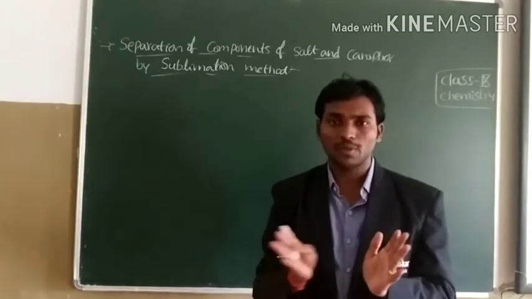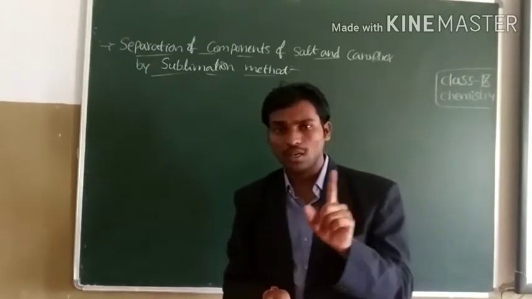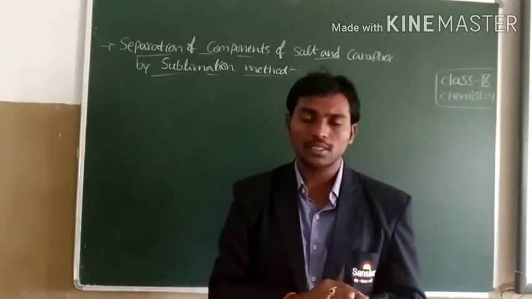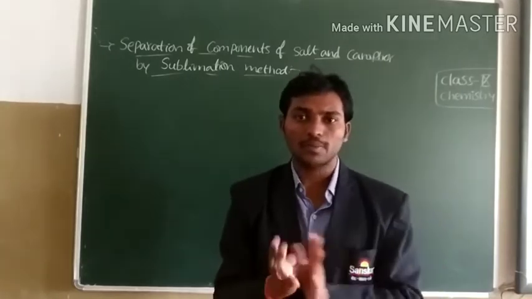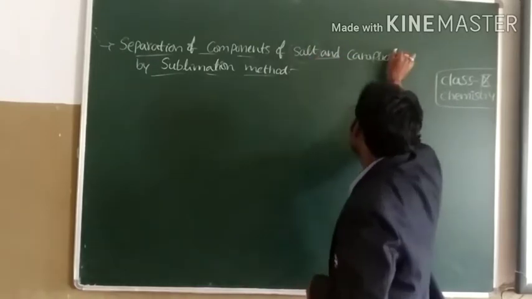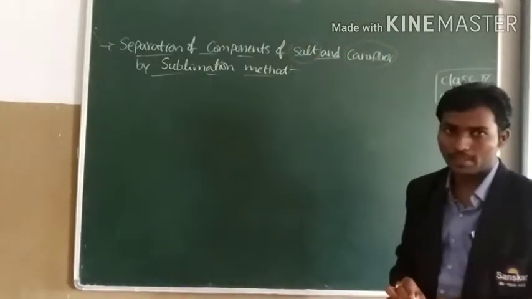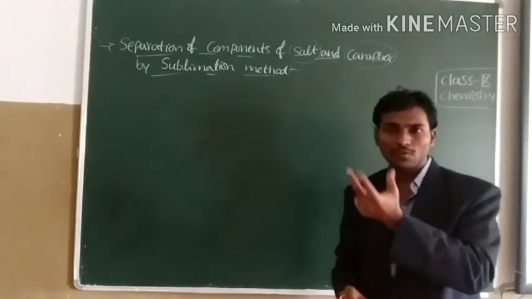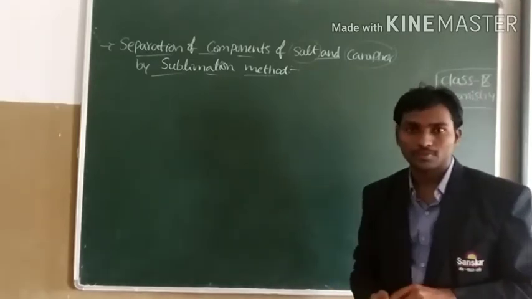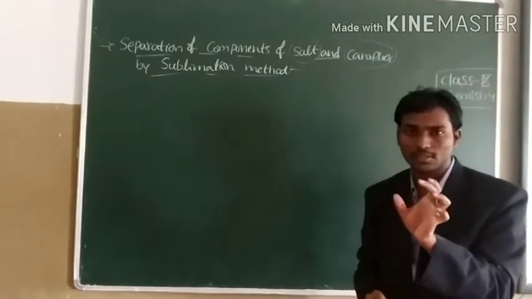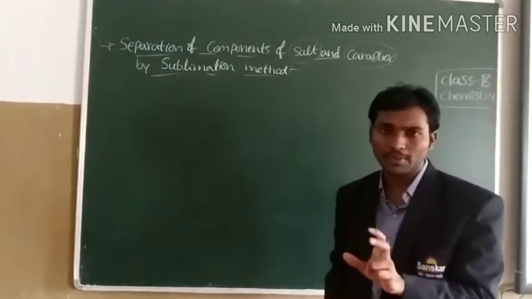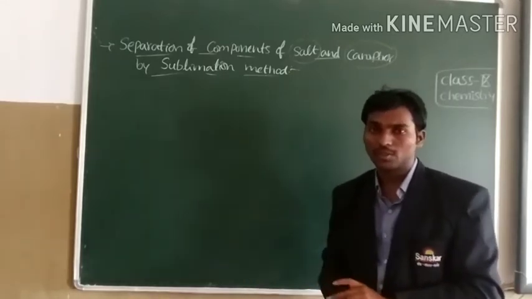So we choose the sublimation method when one component of the mixture is sublime, a sublimating agent, and another component is non-sublime. For example, here we are considering a mixture of salt and camphor. By looking, we cannot separate them because they look alike. Crystal salt and camphor look alike, so by hand-picking we cannot separate the components of the mixture.